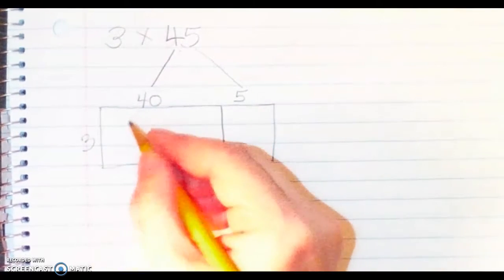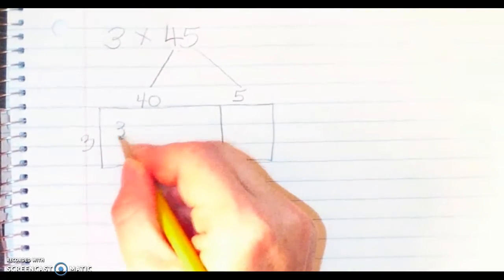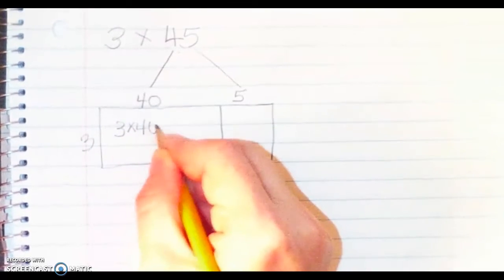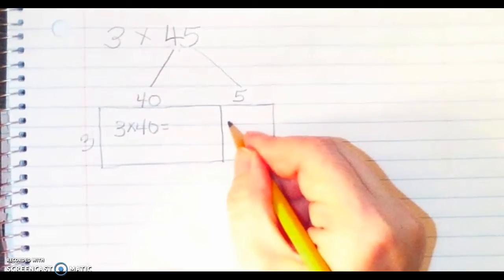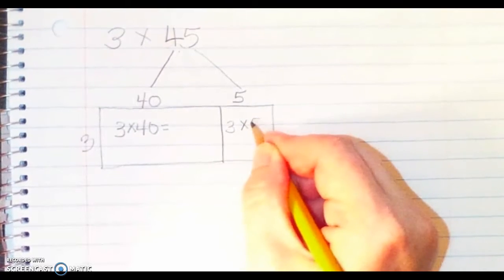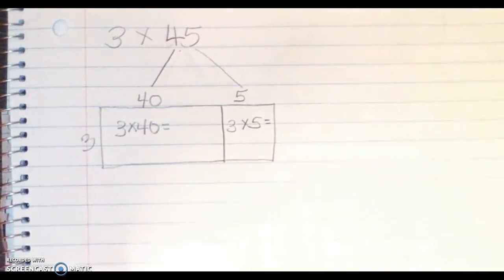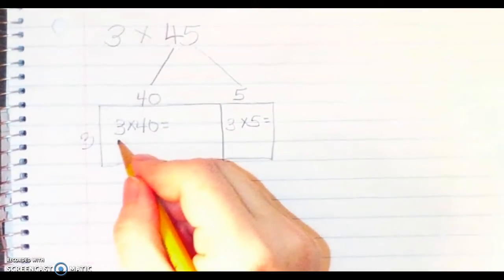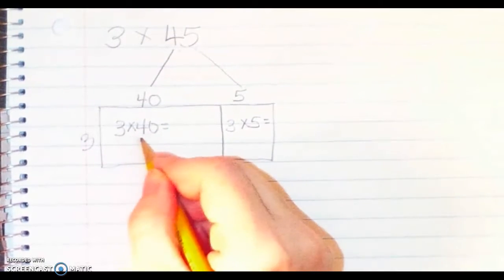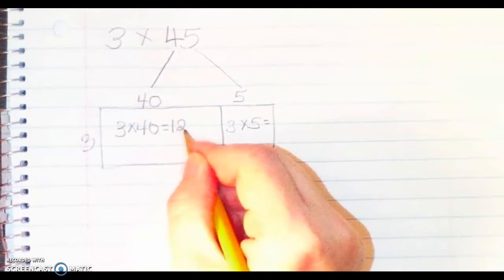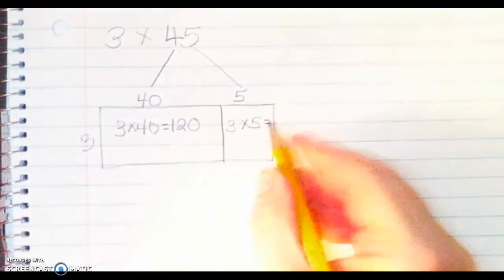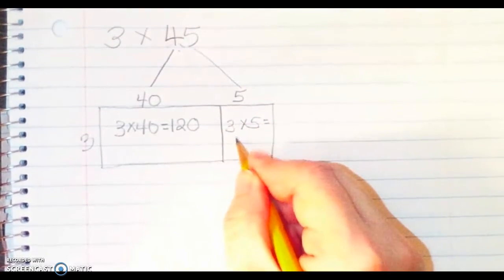Now, inside my boxes here, I'm going to write 3 times 40 and 3 times 5. First, I will do 3 times 40. 3 times 4 is 12. Add a 0. 3 times 5 is 15.